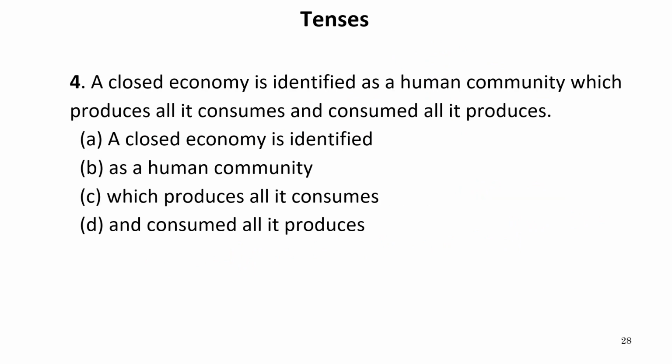A closed economy is identified as a human community which produces all it consumes and consumed all it produces. Now in this sentence we can see it is a definition about something and it is universal. Now "consumed" shows past, whereas "consumes" is indefinite present. So it happens every time. Therefore, present indefinite is required over here. Consumed should be replaced with consumes.